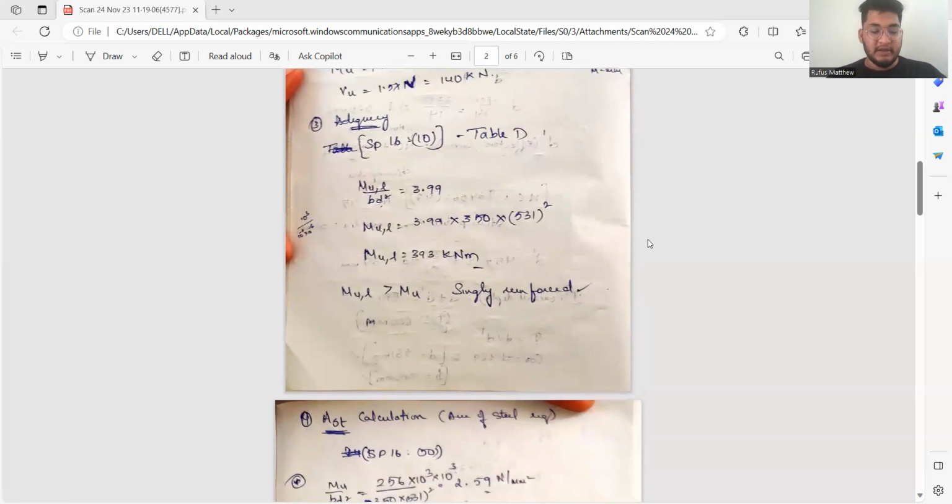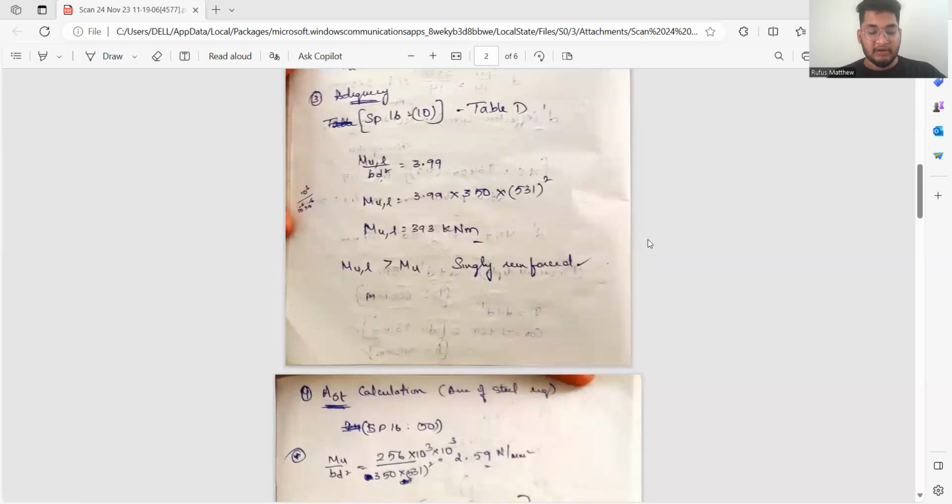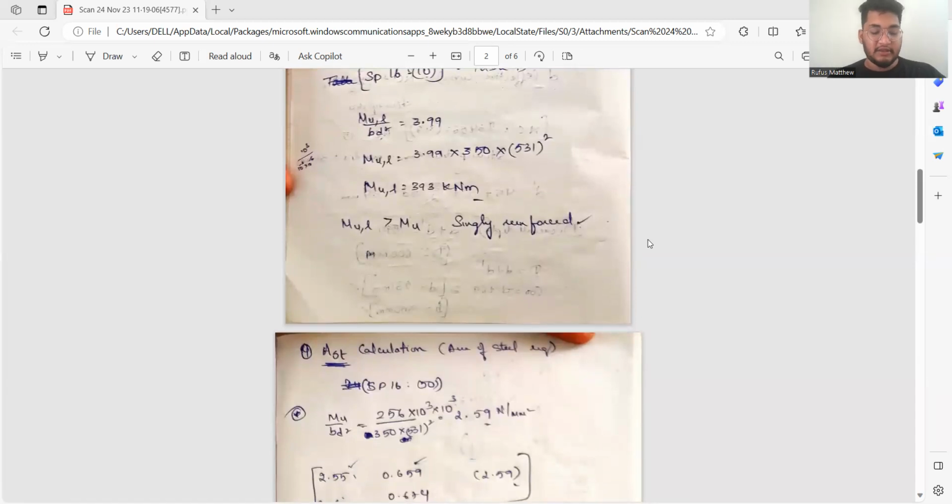From SP16, page number 30, Table D, you can find MU limit by BD square equal to 3.99. Then MU limit equal to 3.99 into 350 into 531 whole square. You will get the MU limit value, which is 393 kilonewton meter. There is a condition: if MU limit is greater than MU, then it is simply reinforced. If the statement isn't right, then it will not be simply reinforced.